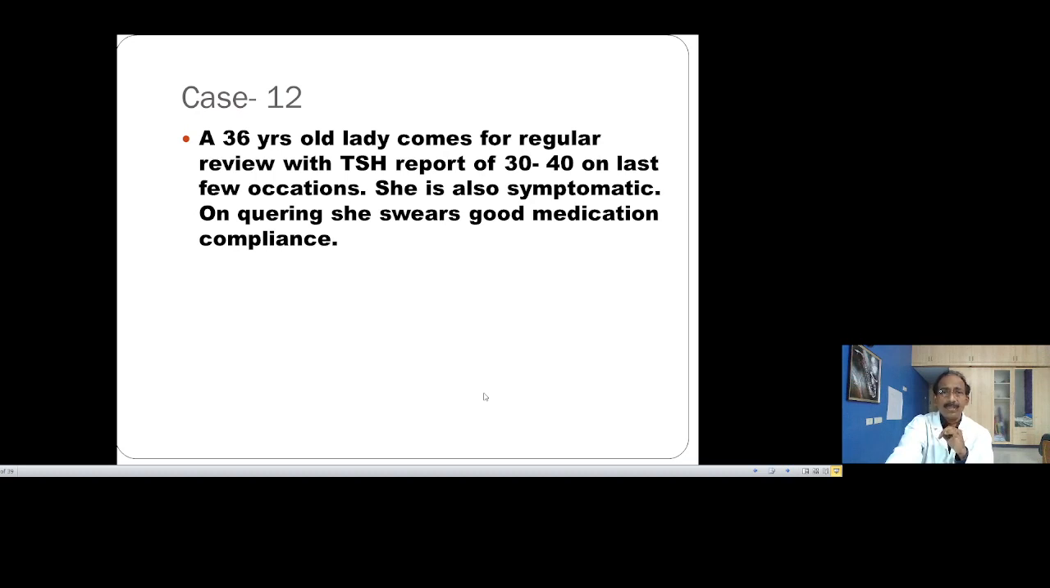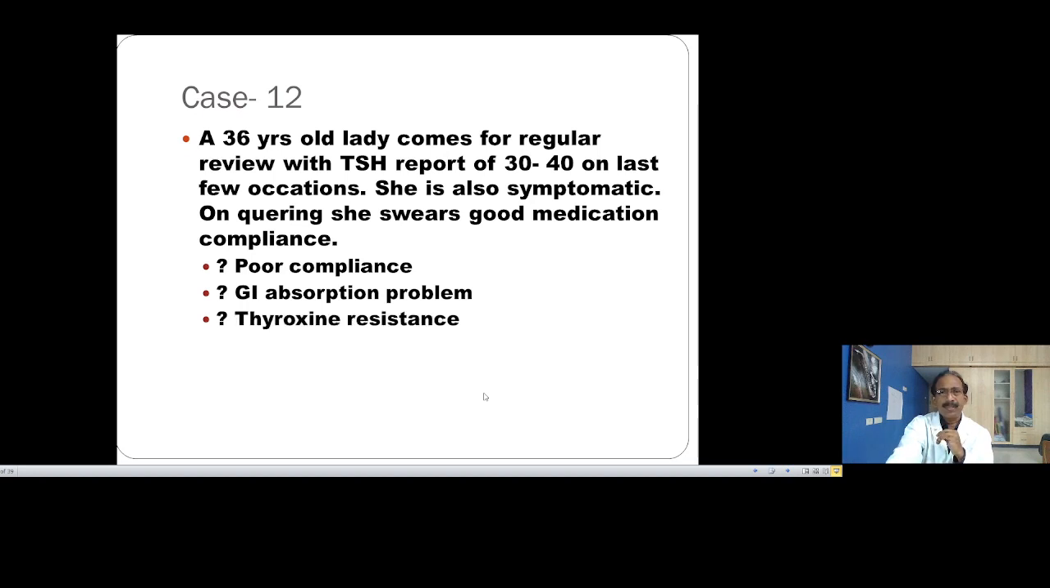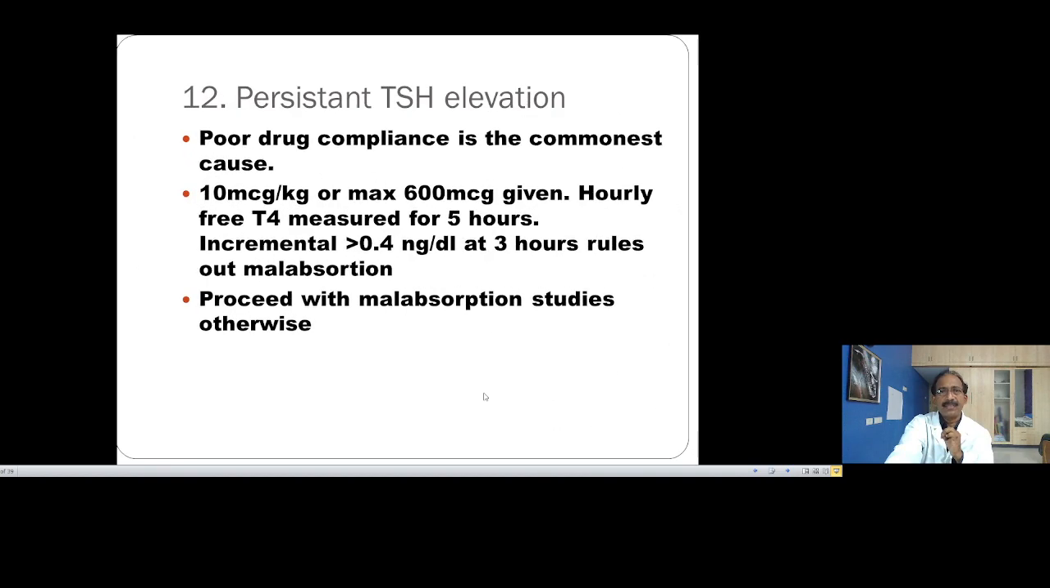I think there's one more case. The last case: a 36-year-old lady comes for regular review with a TSH report of 30 to 40, always 30 to 40. She says, I've been taking the medications regularly, doctor. So what happens to me? Why is my TSH not settling? We commonly come across this, even with 300 or 400 micrograms of dose. So there are three possibilities: poor compliance, absorption problem, or thyroxine resistance.